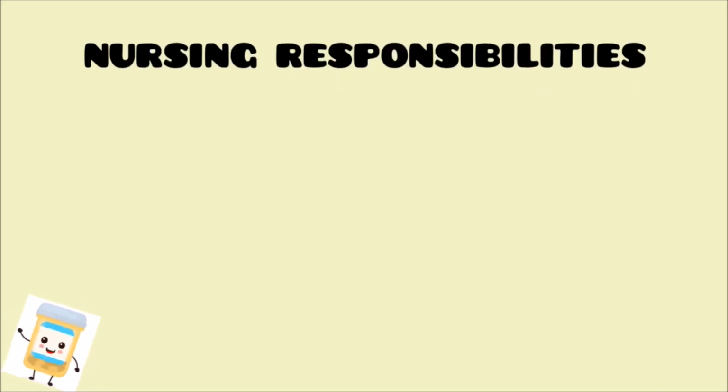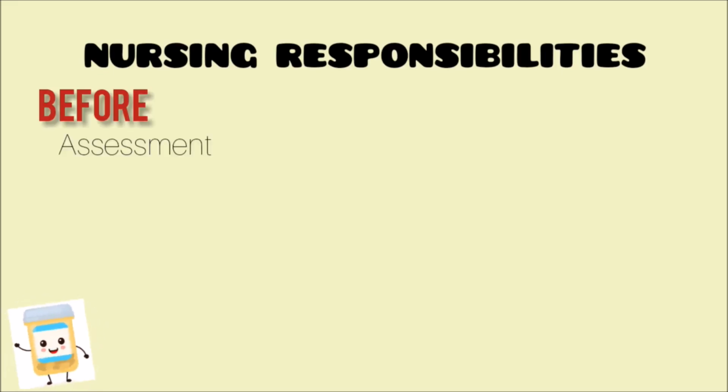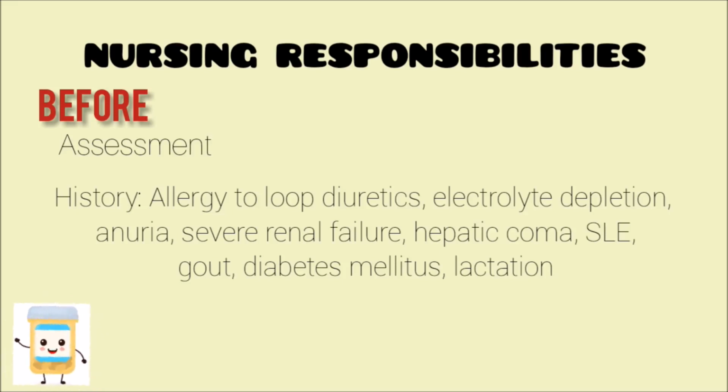Nursing responsibility. Before administering the medication to your patient, you must first assess the patient for any history of allergy to bumetanide or loop diuretics, electrolyte depletion, anuria, severe renal failure, hepatic coma, systemic lupus erythematosus, gout, diabetes mellitus, and lactation.